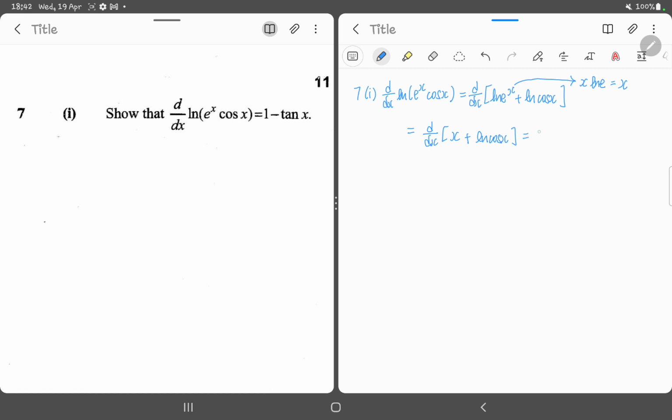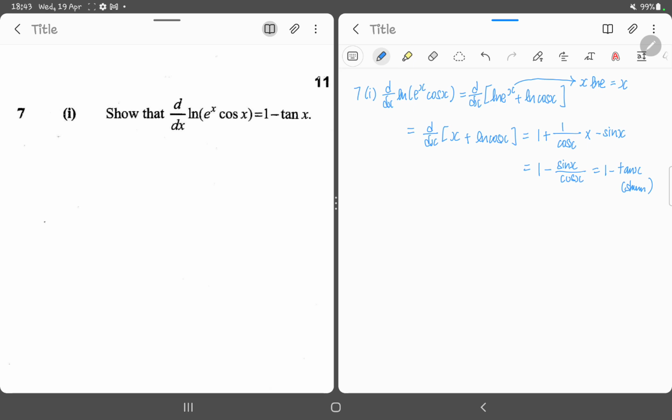So this is equal to 1 plus 1 over cos x times the derivative of cos x, which is minus sin x. So this gives us 1 minus sin x over cos x. And we know that sin x over cos x is tan x. So this gives us 1 minus tan x. And shown. We are done with question 7i.